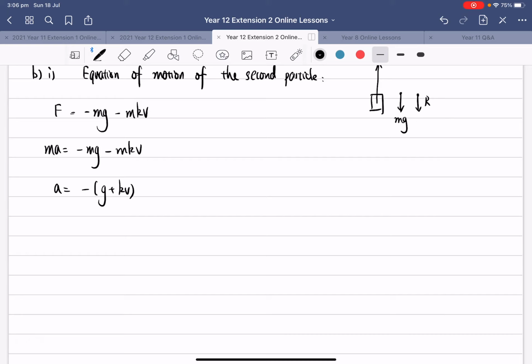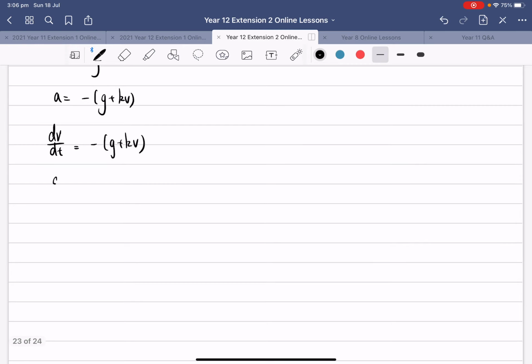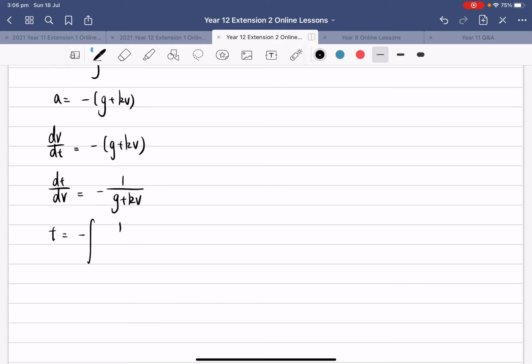So as usual, to find the v-t function, we need to change the acceleration to dv over dt, which is equal to minus g plus kv. Okay, find the reciprocal of both sides, and you can integrate these. This time I'm going to show you how I can use definite integrals to integrate, so we don't have to actually find out what the value of c is. In order to do that, you need to write down dt here.